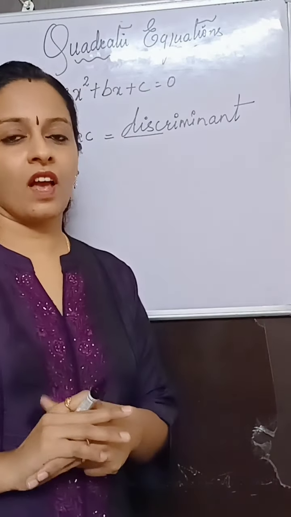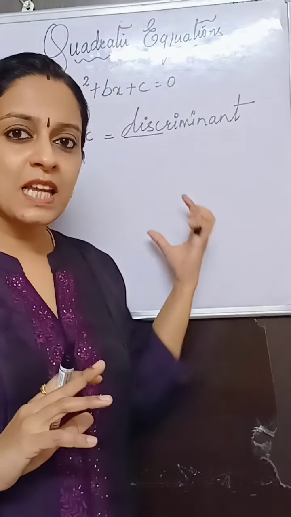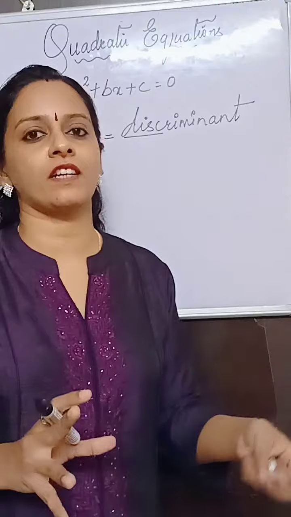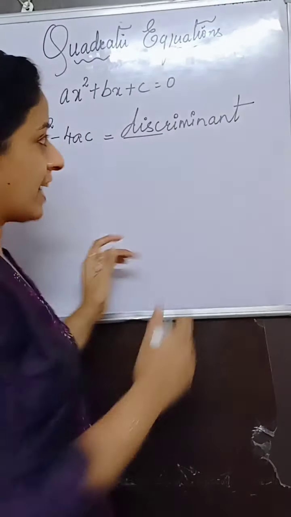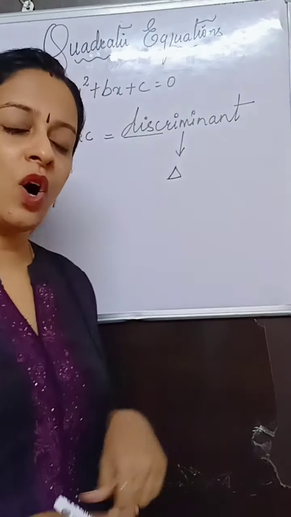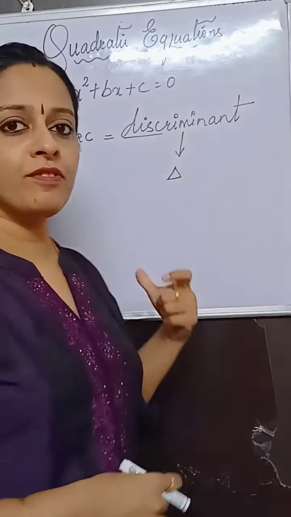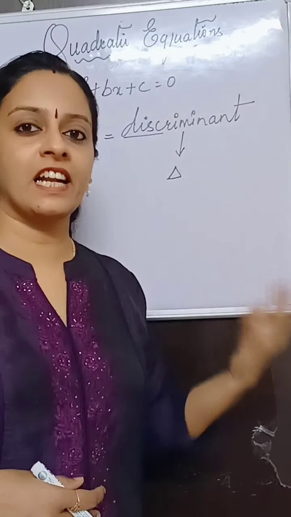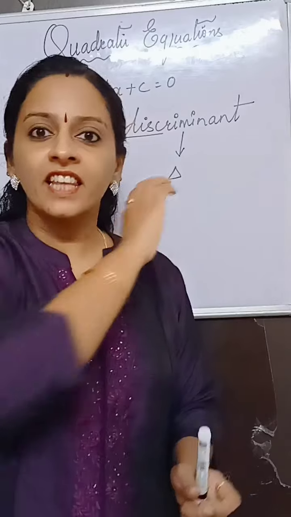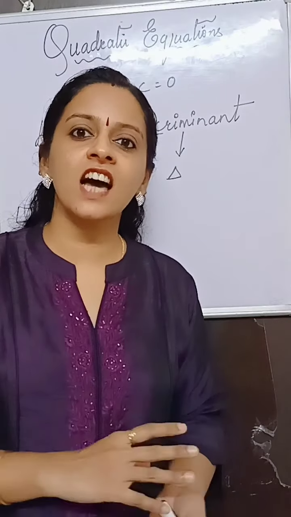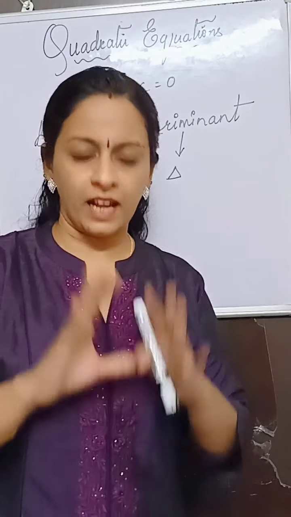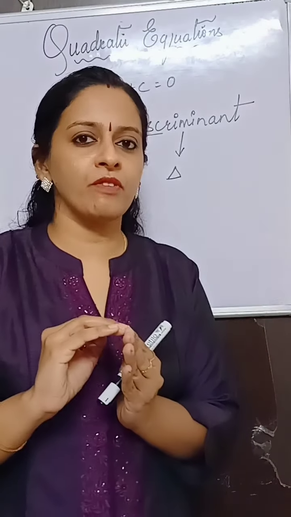Discriminant means this is the deciding factor or distinguishing factor. The value is called the discriminant, and the symbol for the discriminant is a triangle or delta. Why do you call this the discriminant? Because this is the factor that decides the nature of the roots. Nature of the roots, what is that? I'll tell you. Wait. Step by step we will go.